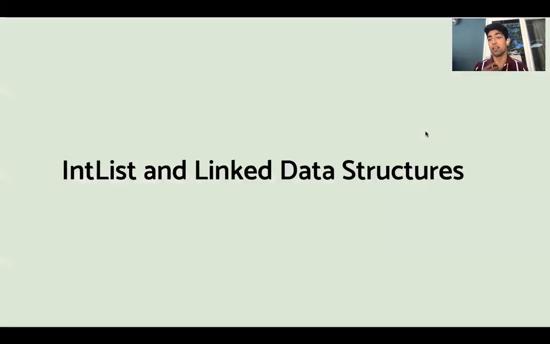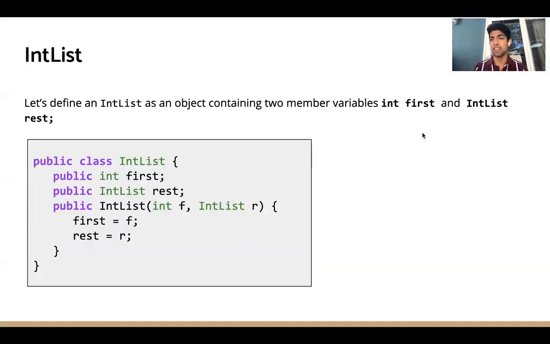So, one possible solution to this problem is using a linked data structure or, in this class, an IntList. So what is a linked data structure and what is a linked list? We can think about a linked list as a linked chain of objects. So we have a chain of objects, and each link in this chain contains an int first and an IntList rest. The int first corresponds to the integer that's at that spot in the list.